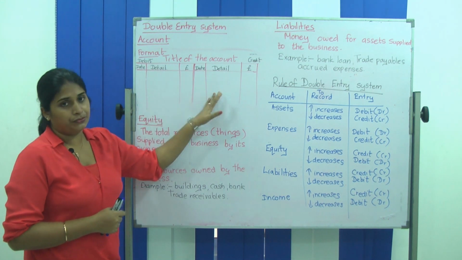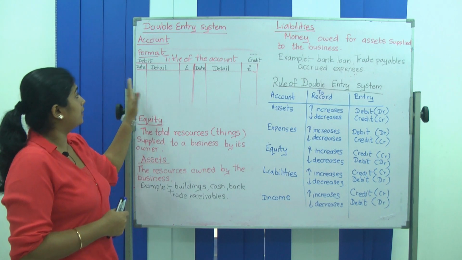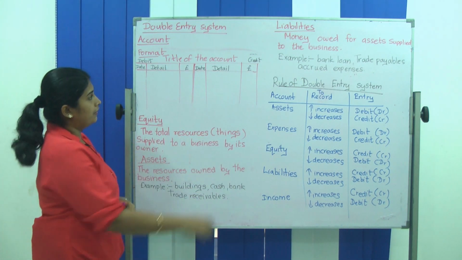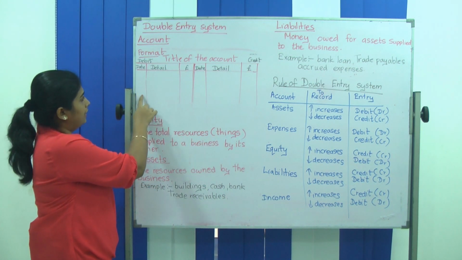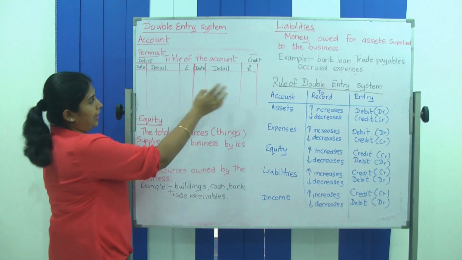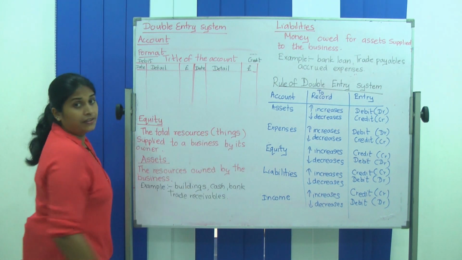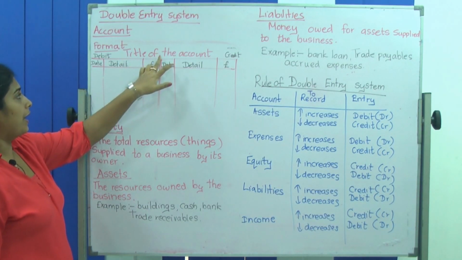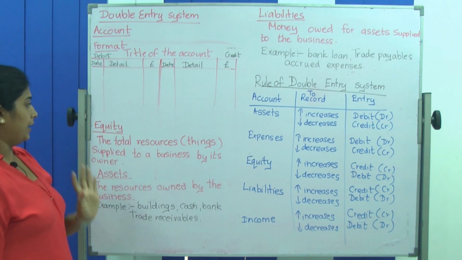It is divided into two parts. The left side of the account is called the debit side and the right side of the account is called the credit side. Each side contains three columns where you write the date, details and the amount, and the credit side also has the same three columns: date, details and amount. This is the format of a T account, where above the T you write the title of the account's name.